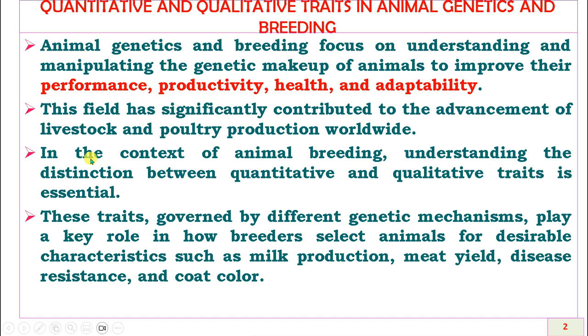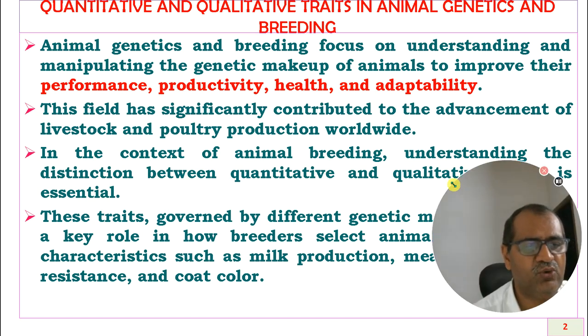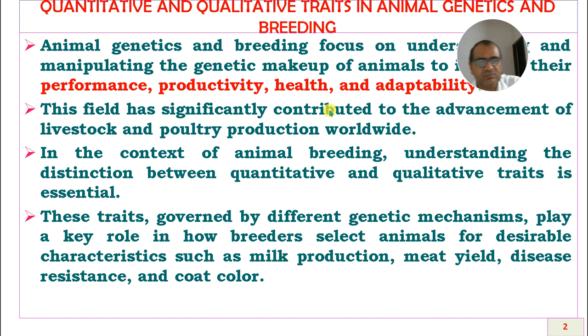In the context of animal breeding, understanding the distinction between qualitative and quantitative traits is very much essential. These traits are governed by different genetic mechanisms, and also play an important role in how breeders select animals for the desired characters, such as milk production if it's a milk animal, meat if it's a meat animal, disease resistance, and also coat color, especially in the case of dogs or cats.